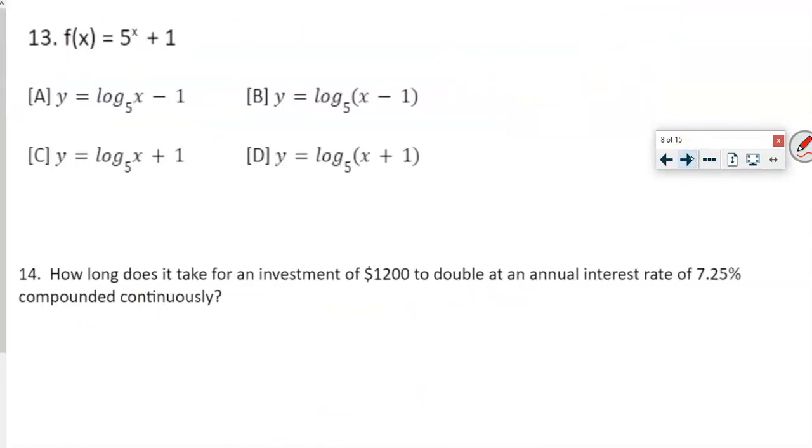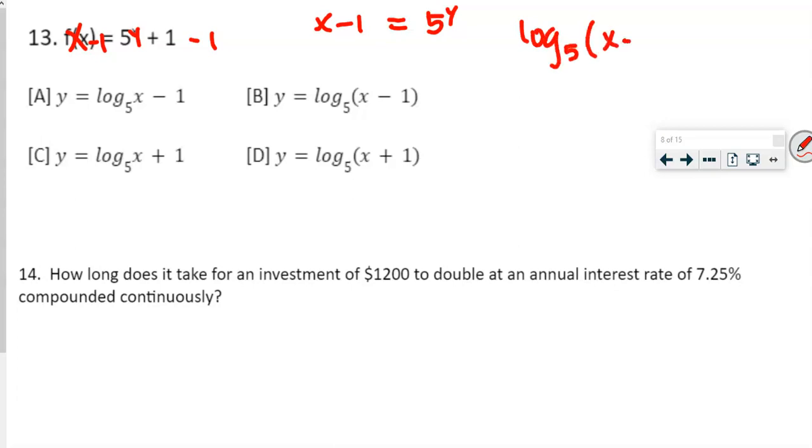So our next one, again, swap x and y. So this is x and this is y. So we're going to subtract 1 from both sides. So we got x minus 1 equals 5 to the y power, right? So we're going to say log base 5 of x minus 1. That's what equals y. So this one is B.